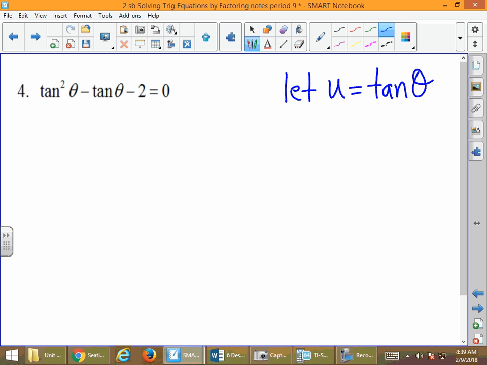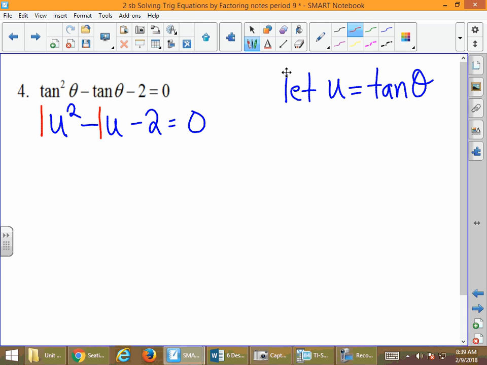So we come over here to the problem then, and instead of tangent squared, we're going to write U squared. And instead of tangent, we're going to write another value that represents tangent, which is U. And then we have minus 2 equals 0. We haven't changed the value of the problem, but we've written it in more of a format that we're used to using when we factor. And then we can split the middle. In fact, it's pretty similar.